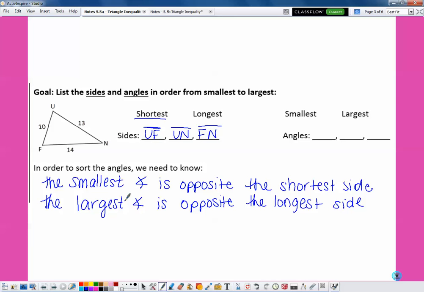So, since UF is the shortest side, the angle across from it, which happens to be angle N, would be the smallest angle. Make sure you put the angle symbol in front of the letter N. The longest side is FN, and that's across from angle U. So angle U is the largest, which means what's left is angle F, which happens to be across from the medium length side, is the medium size angle.